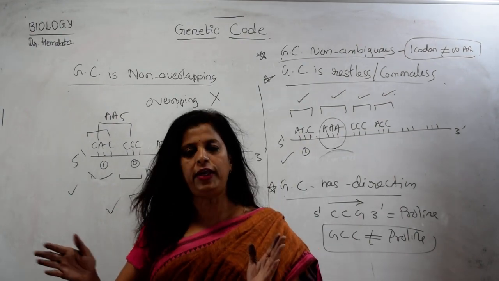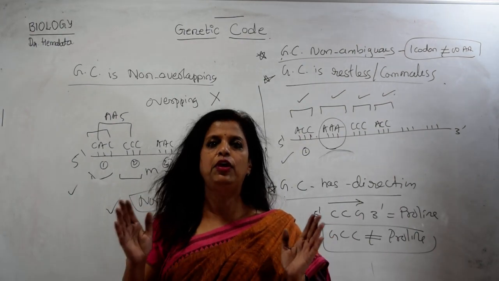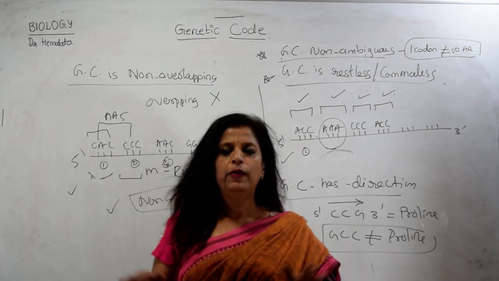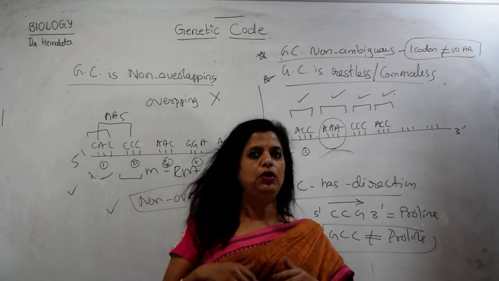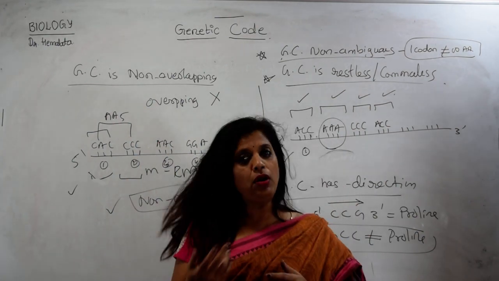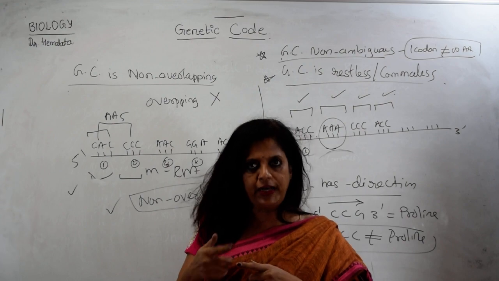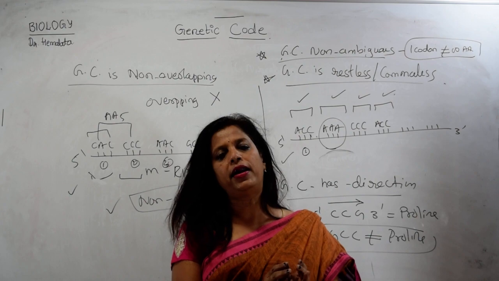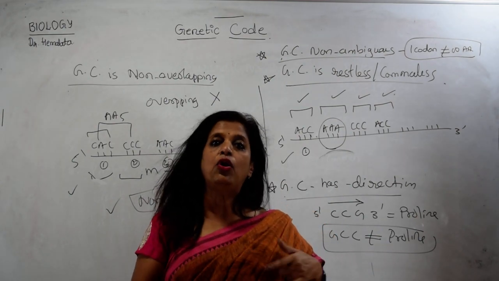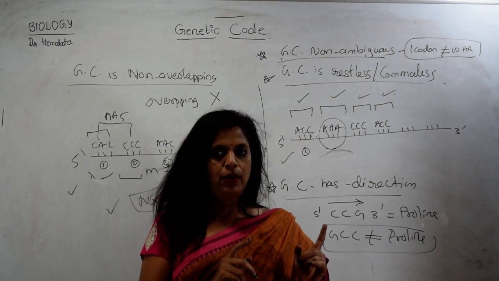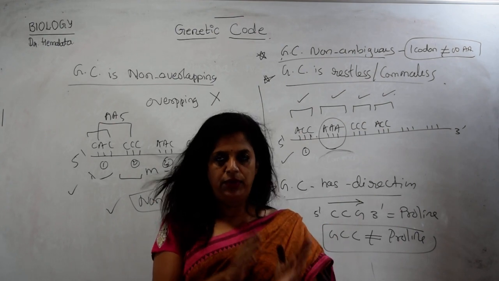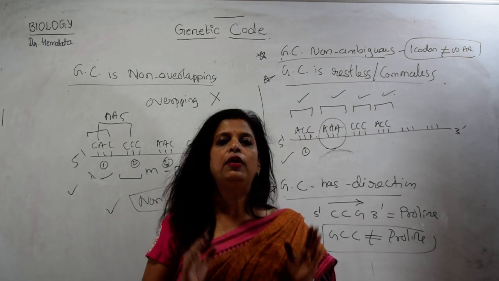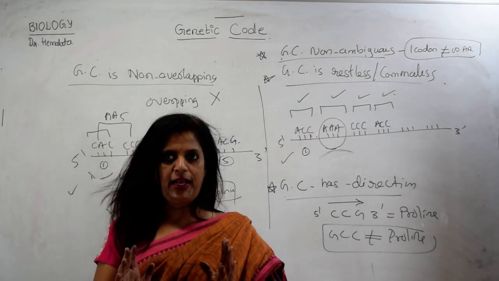It is continuously reading without taking rest. Therefore, it is called the restless coding language or the commaless coding language. Then I told you the codon is non-overlapping. Whenever it is translating, once a message is read, one triplet codon is read by tRNA, and another tRNA will not read the same codon once again. Once it is read, it is left out. The next codon is read, and after that is left. Therefore, it is called a non-overlapping coding language.